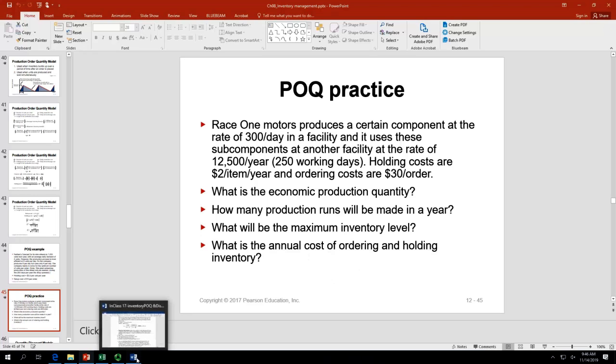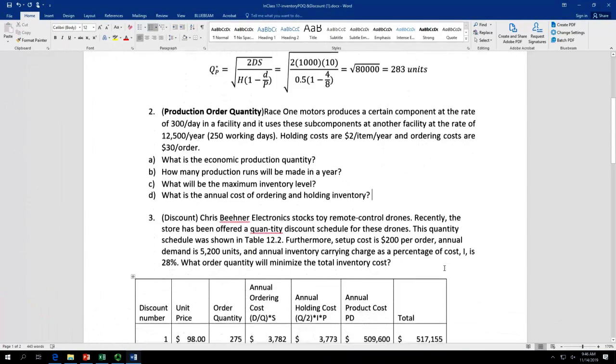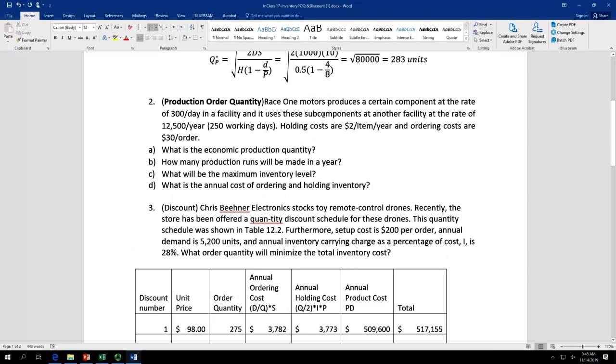So this is the race car motor, and it's kind of like electronics, they produce motors. Race 1 motors produce a certain component at the rate of 300 per day in the facility. It uses these subcomponents at another facility at the rate of this per year. So they give you the yearly demand, and they also say this is 250 days, and then you need to figure out what is the daily usage. So this information will provide you capital D, the yearly demand, and also the small d, the daily usage.